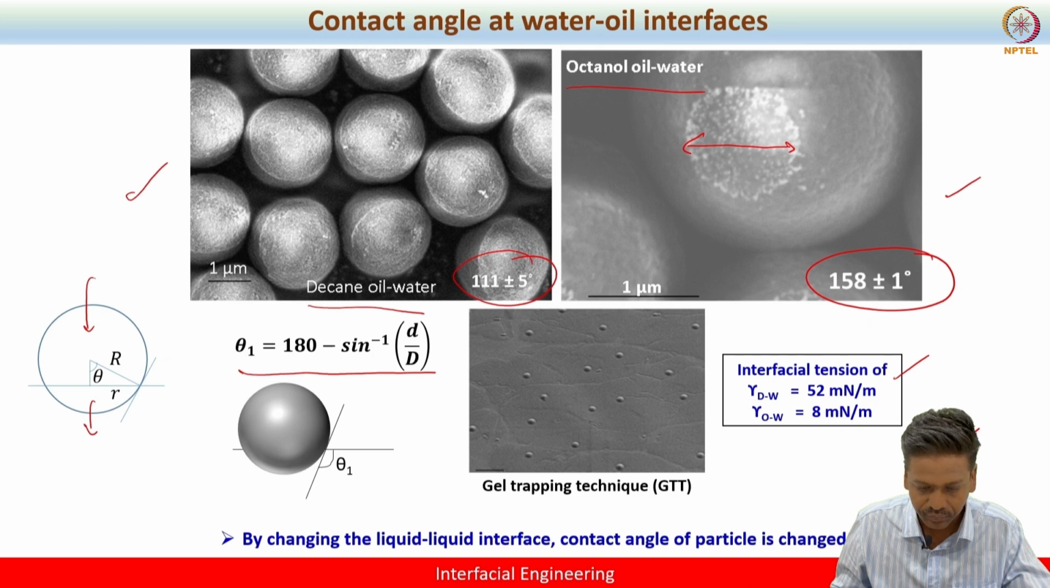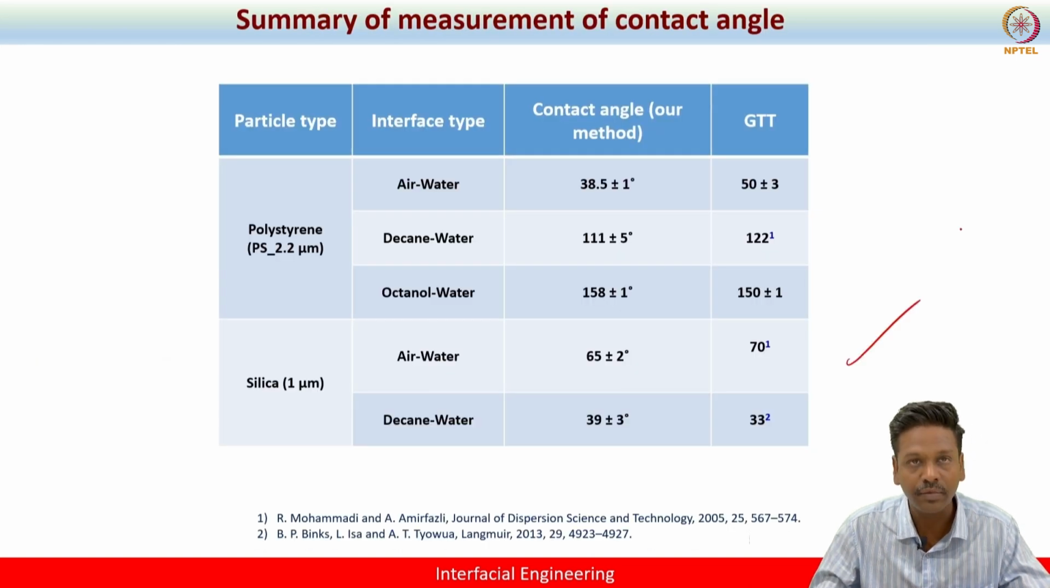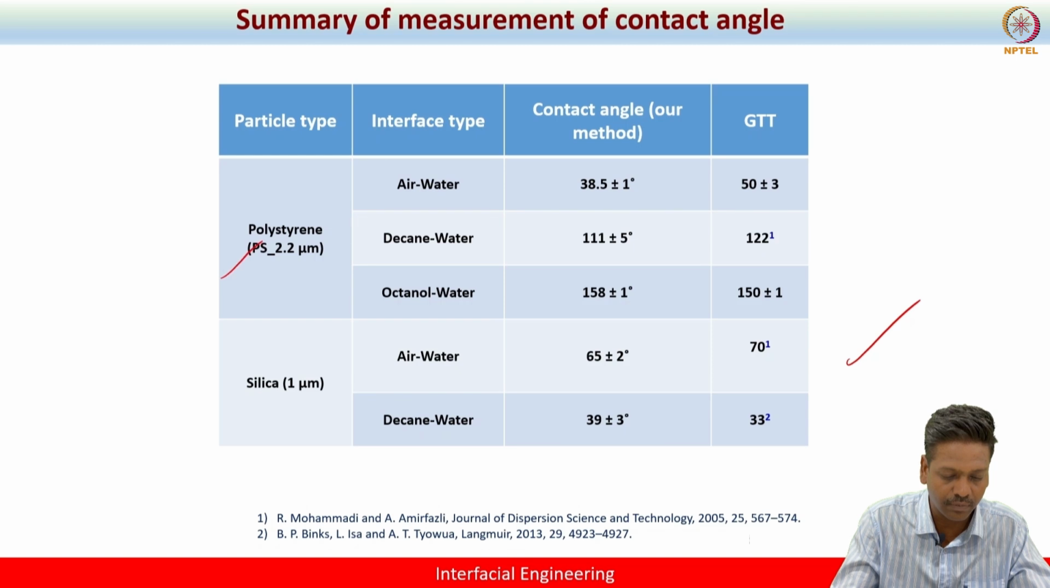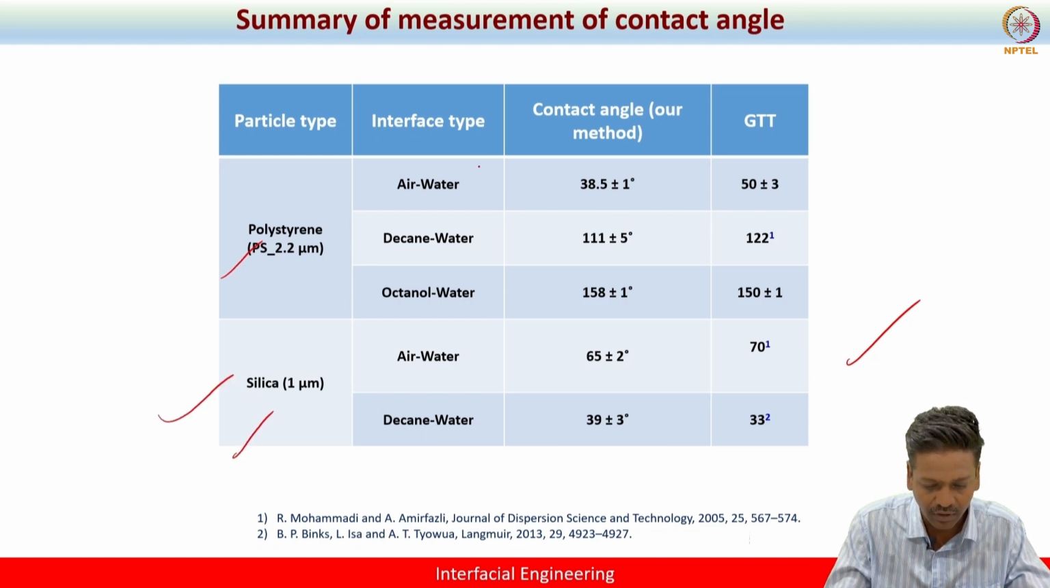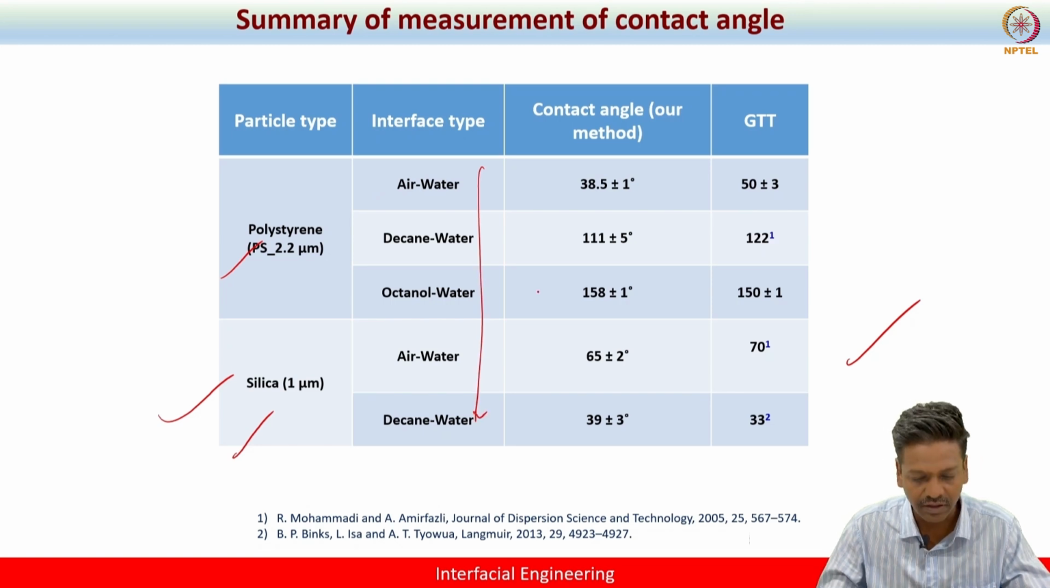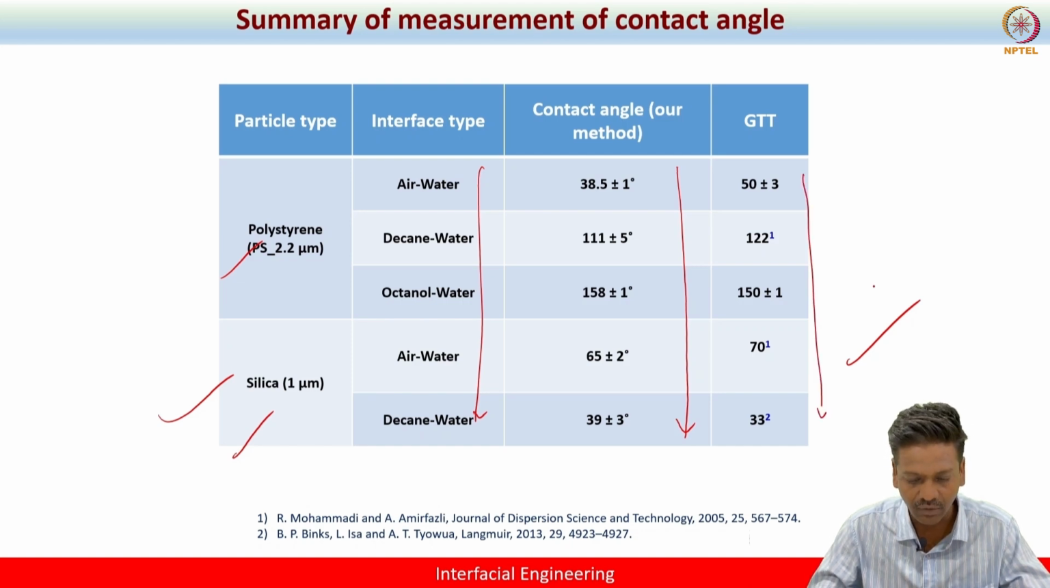Right. So this is the summary of measurement of contact angle for different particle types. We have used polystyrene and silica, and for different interface types, you can see: air-water, decane-water, octanol-water, and how the contact angle varies for the different cases, right? We have also compared them with the direct methods available in the literature.